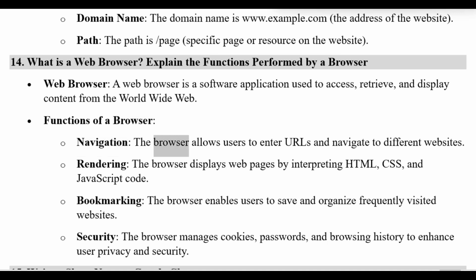Navigation. The browser allows users to enter URLs and navigate to different websites. Rendering. The browser displays web pages by interpreting HTML, CSS, and JavaScript code. Bookmarking. The browser enables users to save and organize frequently visited websites. Security. The browser manages cookies, passwords, and browsing history to enhance user privacy and security.